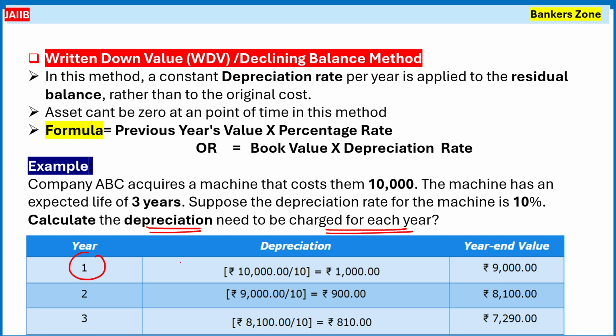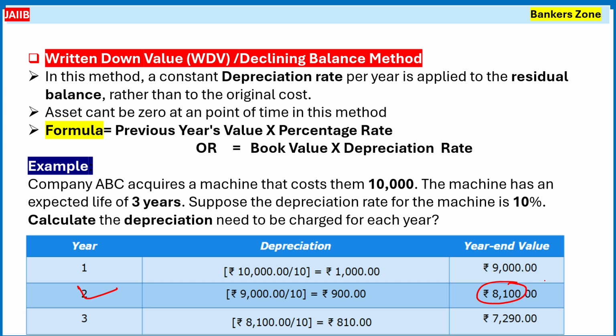So what they asked is the depreciation to be charged for each year. For the first year, we will charge 1000. For the second year, we are charging 900. For the third year, we are charging 810. So such an easy thing. Now they can ask any type of question. They will give you the same problem and ask what the year end value is at the end of 2. So the answer will be 8100.